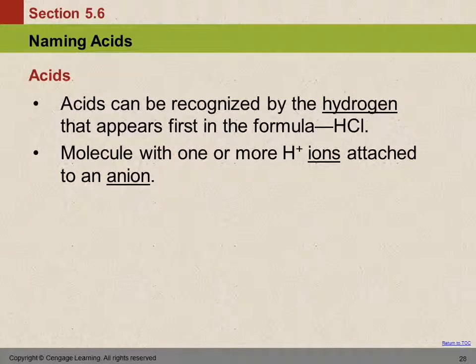So there's one more group of compounds that we're going to learn how to name, and these are acids. And we can recognize acids because they always start with hydrogen. At least in this class they do. So we look at a formula like HCl. The first element being hydrogen says, ding, that's an acid.